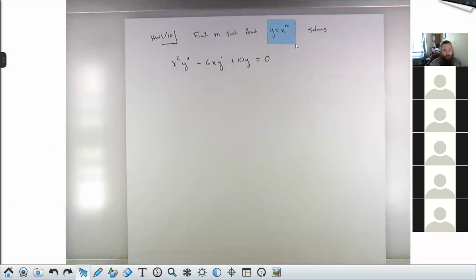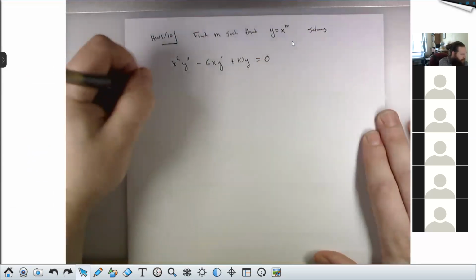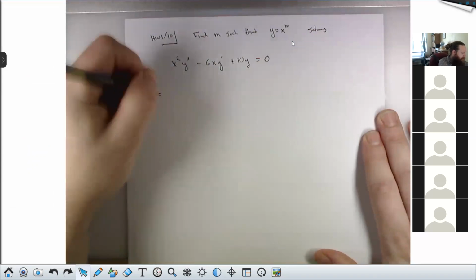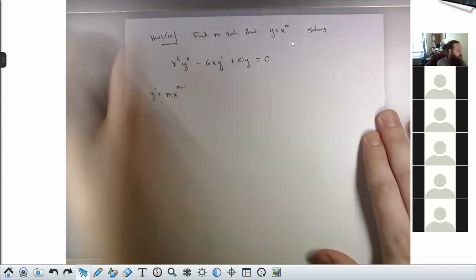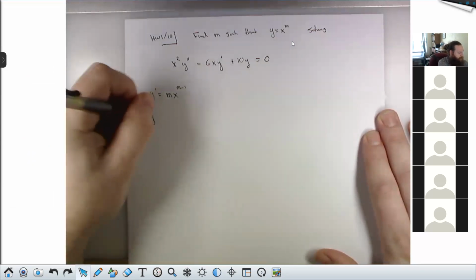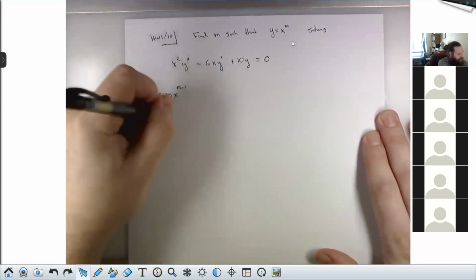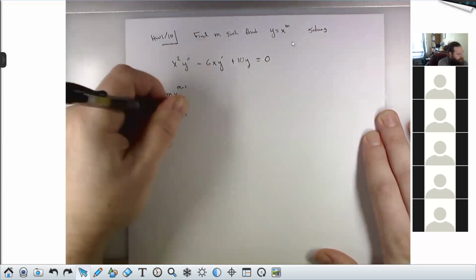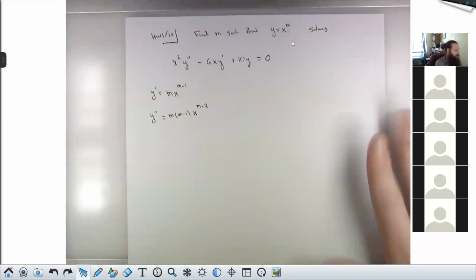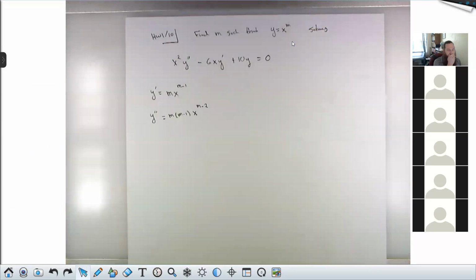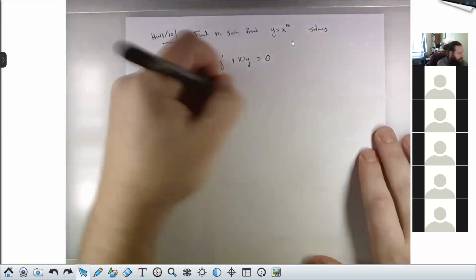As in the last one, the trick is to build the differential equation by taking the appropriate derivatives of the proposed function. So I'm going to calculate y prime, which is mx to the m minus 1, and y double prime, which is m times m minus 1 times x to the m minus 2. And then plug these in.